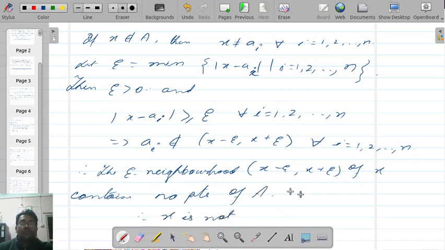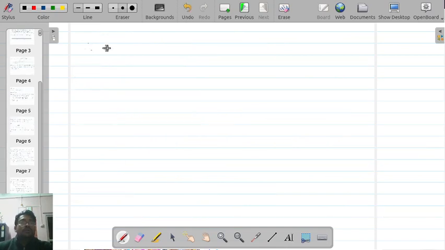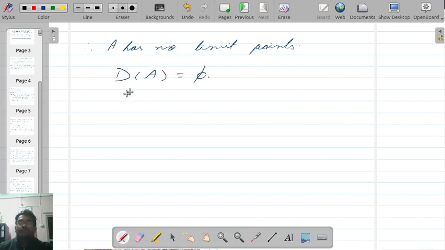We have got an epsilon neighborhood which doesn't contain any point of capital A, so x is not a limit point of A. So whatever real number you take, that real number cannot be a limit point of the finite set A. Therefore A has no limit points. So the derived set of a finite set is always empty.